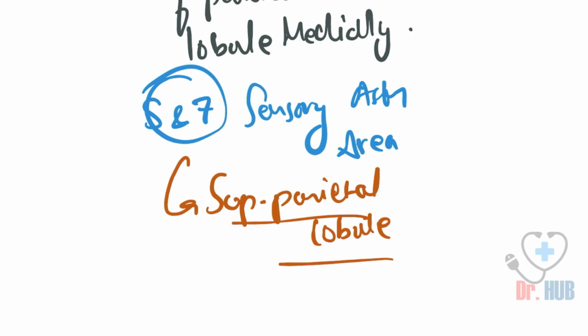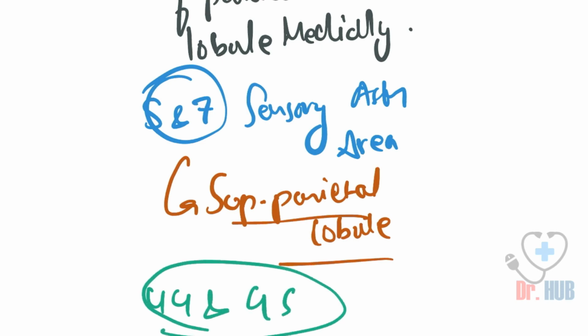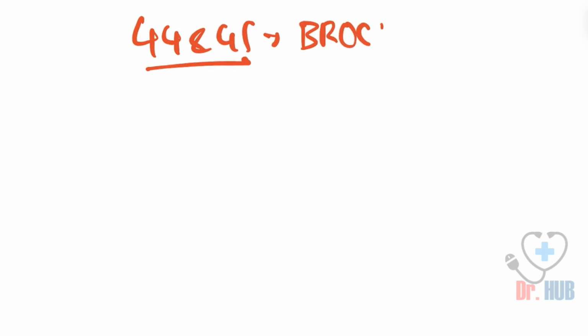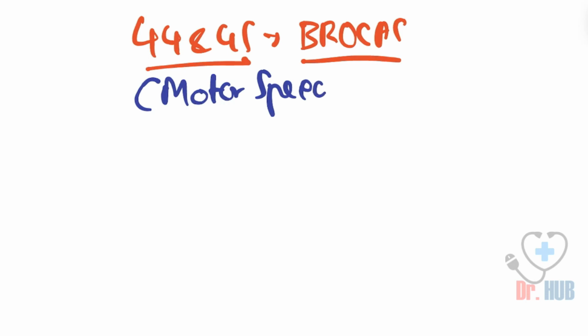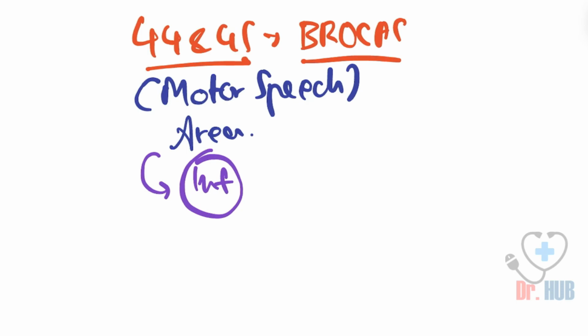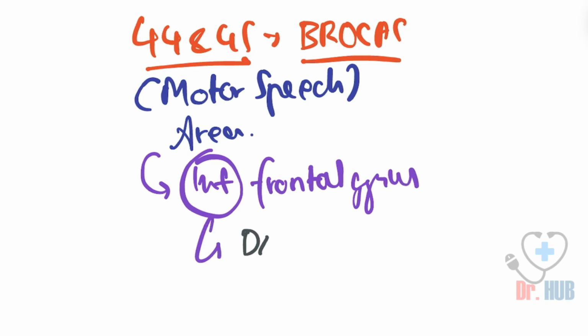Then the next question we asked was, what are areas 44 and 45? This is a very important area. 44 and 45 is commonly known as Broca's area. So let me write it down. 44 and 45 is known as Broca's area, and it is a motor speech area. It is located in the inferior frontal gyrus of where? Of the dominant hemisphere.